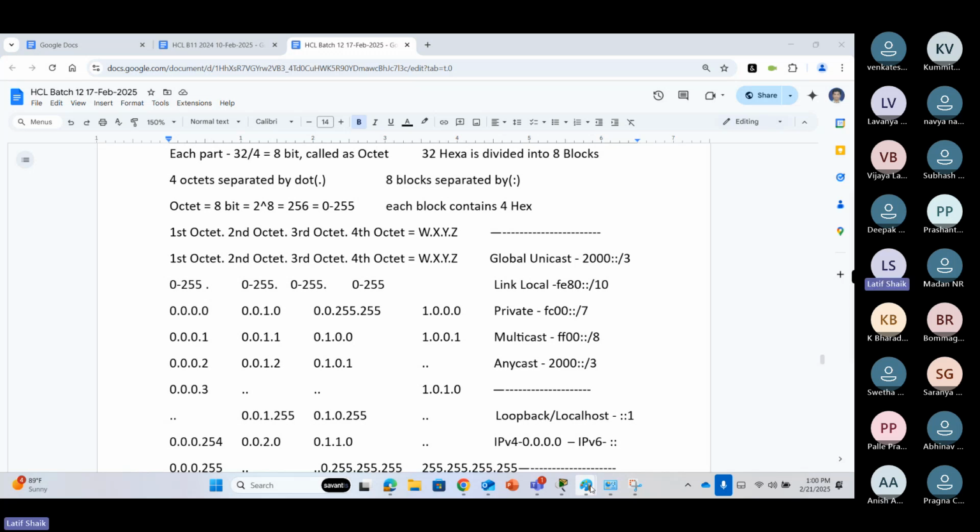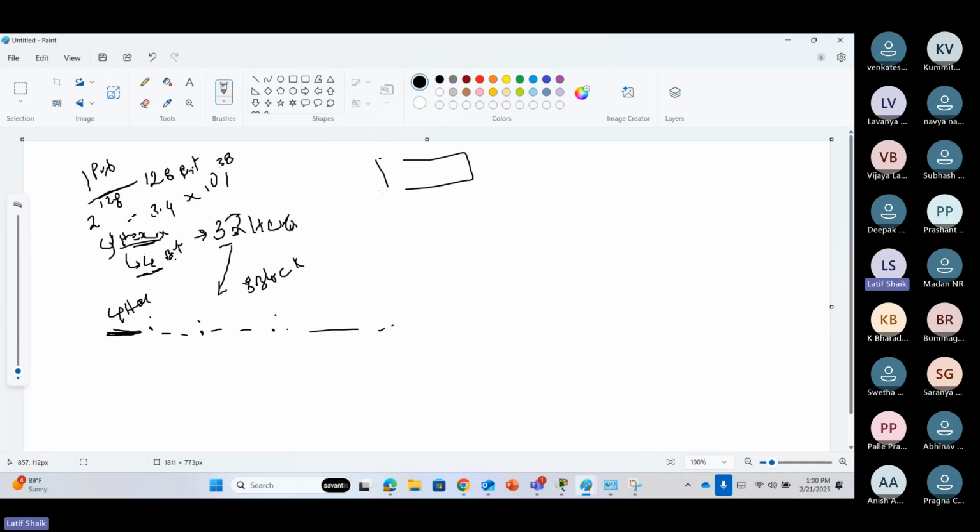For example, for public communication purposes on the internet, they give the range 2000::/3 for the public range. The 2 means 0010 in binary, followed by the other zeros in hexadecimal. This part is constant. It means it's like 200, right? So what is the last one?